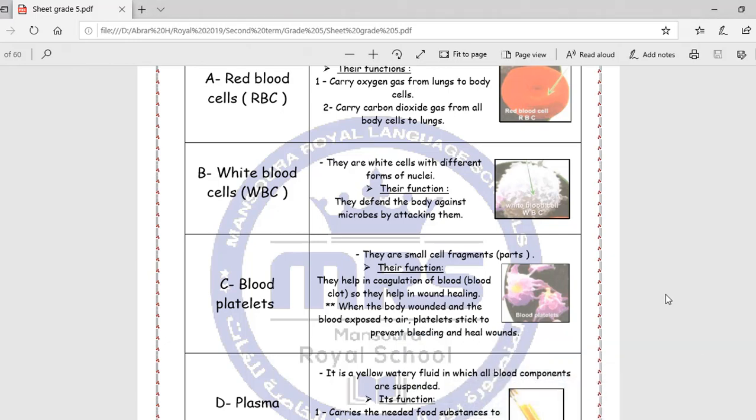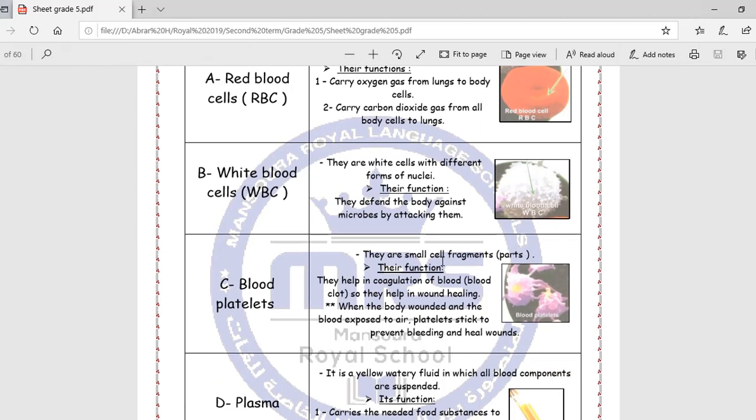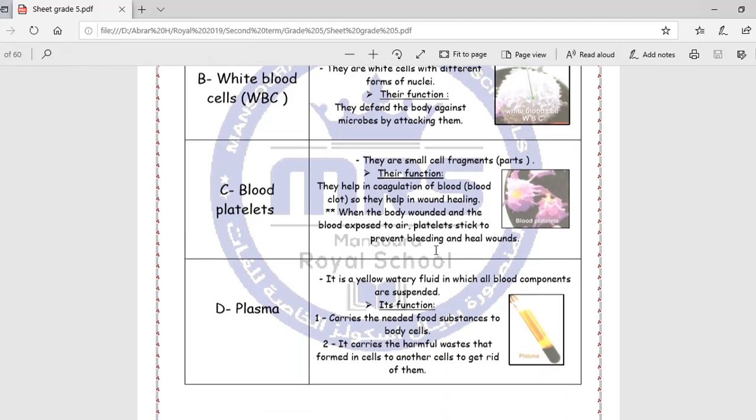So the white blood cells work as an army that protects your body and defends it against microbes by attacking them. So we have here red blood cells that carry oxygen and carbon dioxide, and we have white blood cells that defend the body against microbes by attacking them.